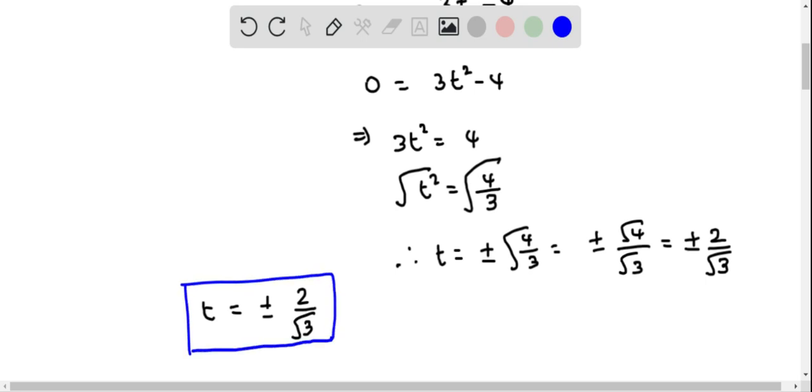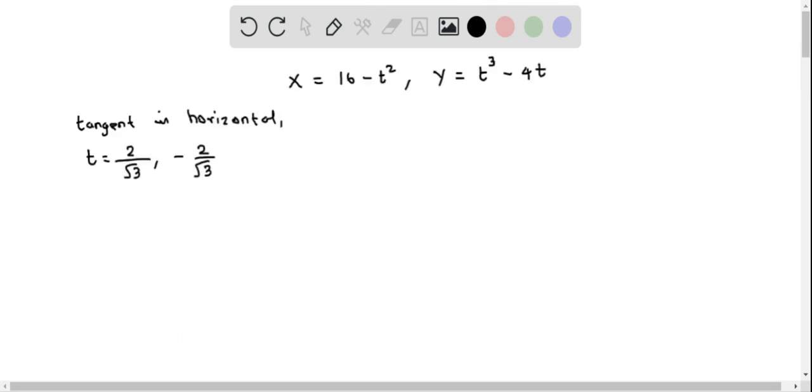So there are two values of t, that is t is positive 2 by root 3, or t is negative 2 by root 3. We now write the points so that the tangent is horizontal. We have determined that for t equal to 2 by root 3 and negative 2 by root 3, the tangent is horizontal. So first let's consider the value of t equals 2 by root 3, and we have to plug it into both equations, that is x and y.